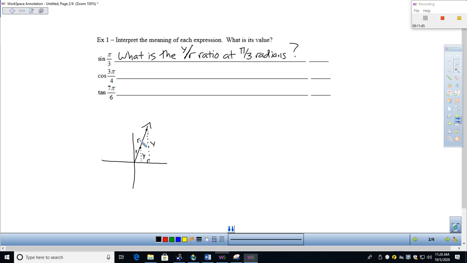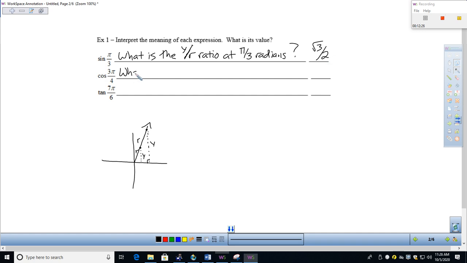Okay, so what is the y over r ratio at pi over 3 radians? Well, that should look familiar. Root 3 over 2. Excellent.